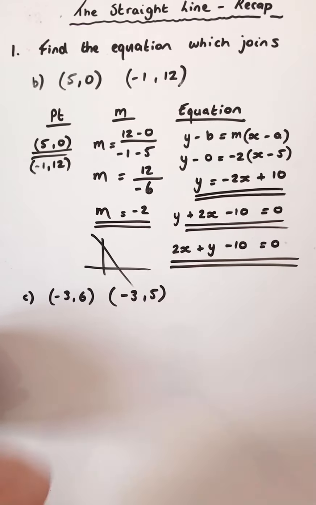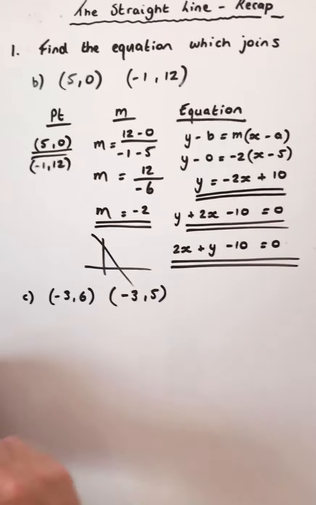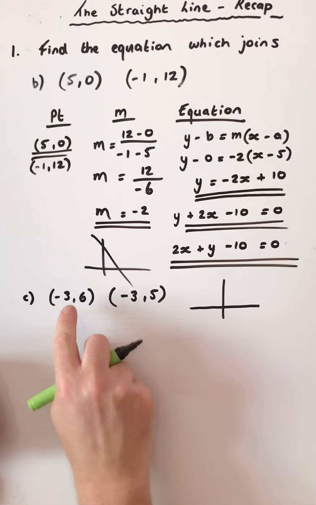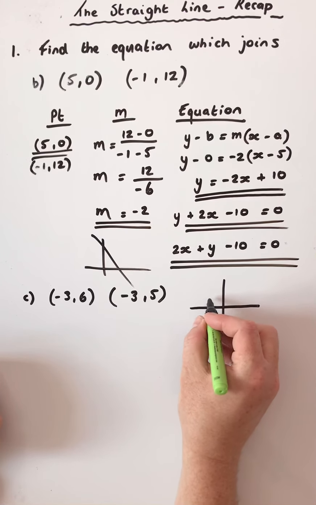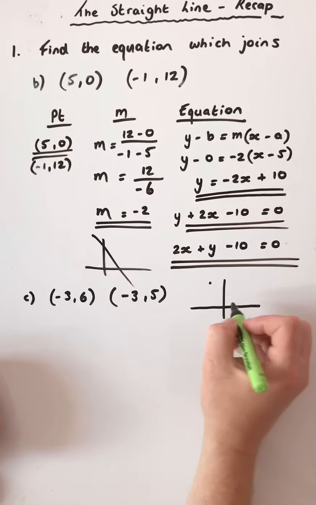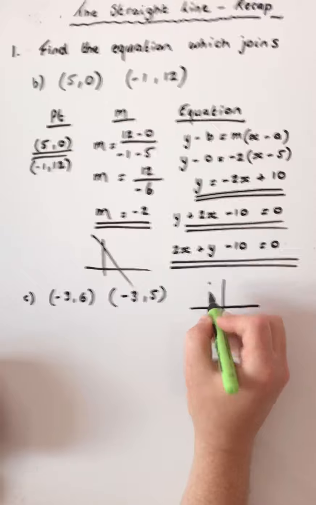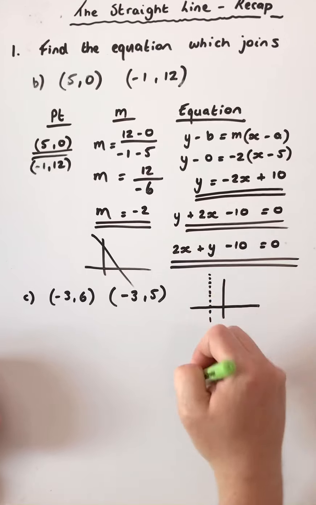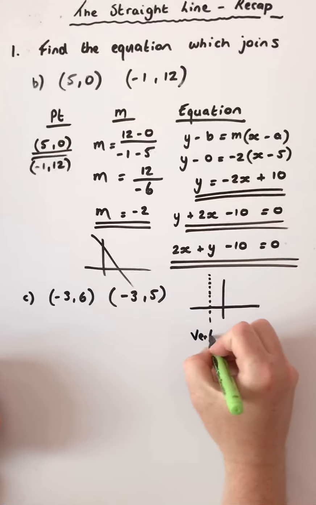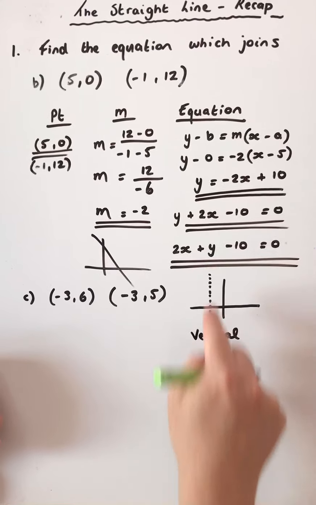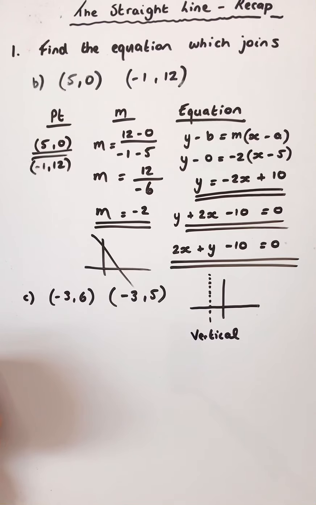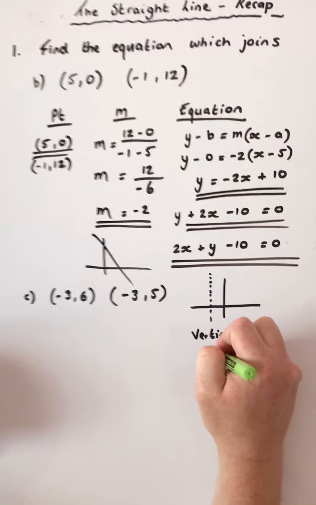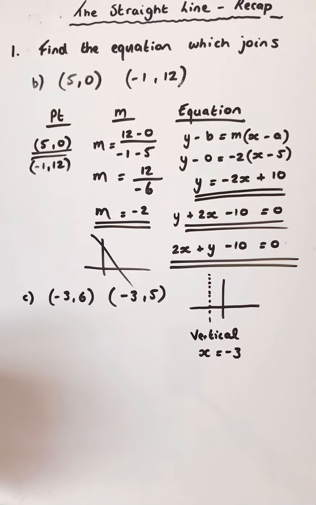By inspection, what can you tell from that, right? Should we draw a diagram? A quick sketch. Negative 3, 6, negative 3, 5. Oh, look at that. Negative 3, so we have a vertical line. What do you know about that vertical line? Well, all the x values are going to be the same. All the x values are going to be negative 3.